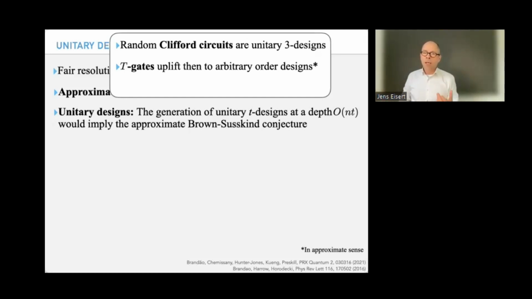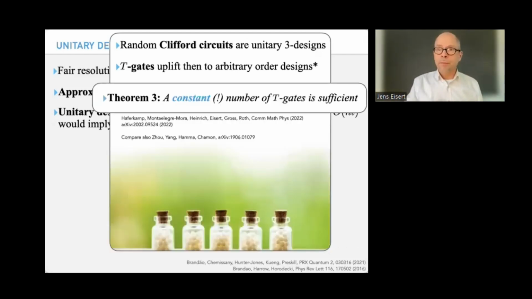But how many T gates do you need to uplift a random Clifford circuit to an arbitrary order design? Say you have 1,000 qubits and you want a 27 order design. How many T gates do you need to add to make this random Clifford circuit for 1,000 qubits a 27 order design? This is meant in a meaningful sense of approximation, to be specific. This is meant in the diamond norm for the experts. That's the most common way of approximating designs in this fashion. So how many gates do we need? And the answer is a constant number of T gates is sufficient.